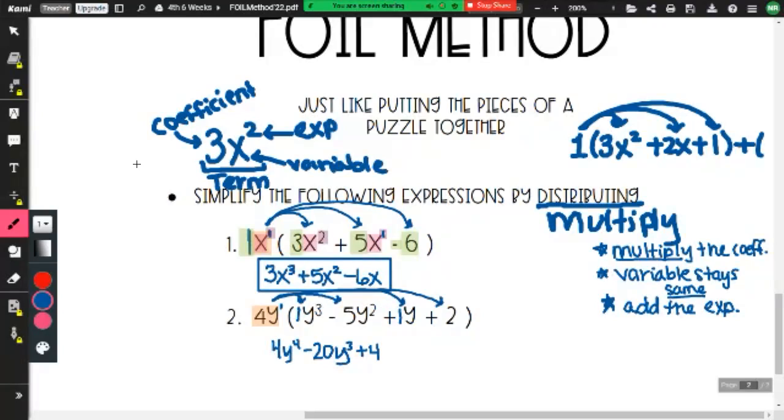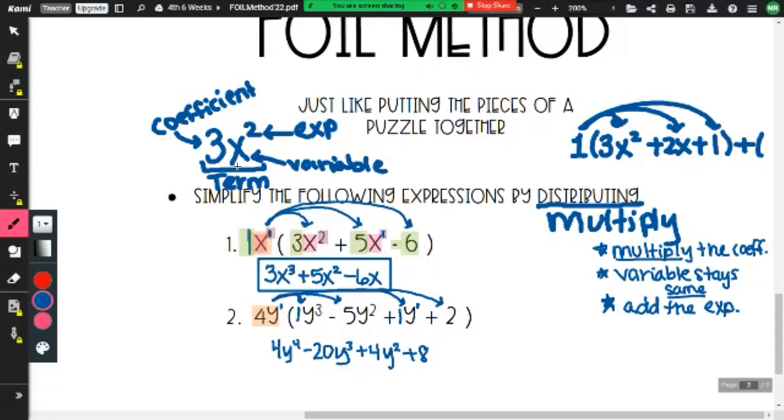Plus 4. Y stays the same. We have a 1 exponent. There should be a magic exponent of 1 there. So 1 plus 1 gives us 2. Next, 4 times 2 is 8. There's a y here. There's no y here.